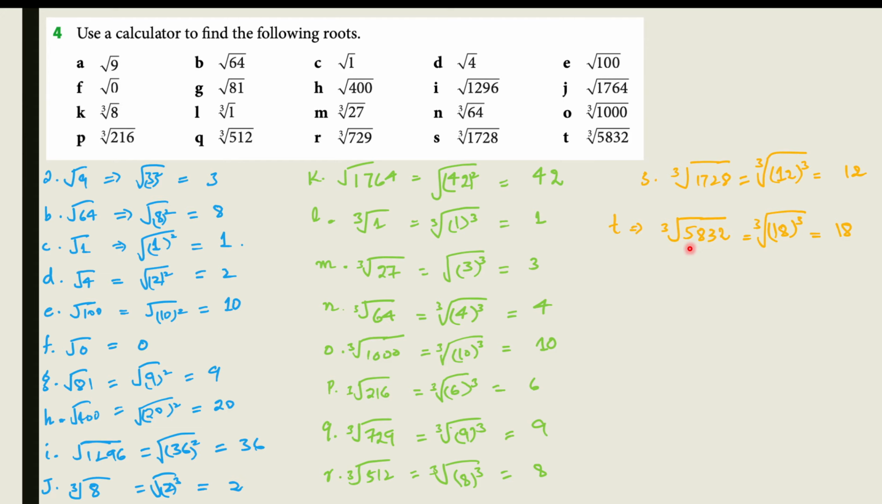The last part is the cube root of 5832. So in your calculator, we press the cube root button, then we enter the number, that is 5832, and then we press the equal sign, and we will get 18, because 18 multiplied by 18 multiplied by 18 is equal to 5832.